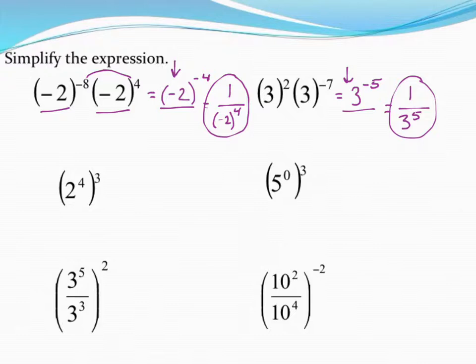Next rule we're going to take a look at is when we have a power raised to a power. In this case, our rule is to multiply the exponents. So I'm going to get 2 to the 12th power once I multiply those exponents together. Work it out if you want to, otherwise leave it the same.